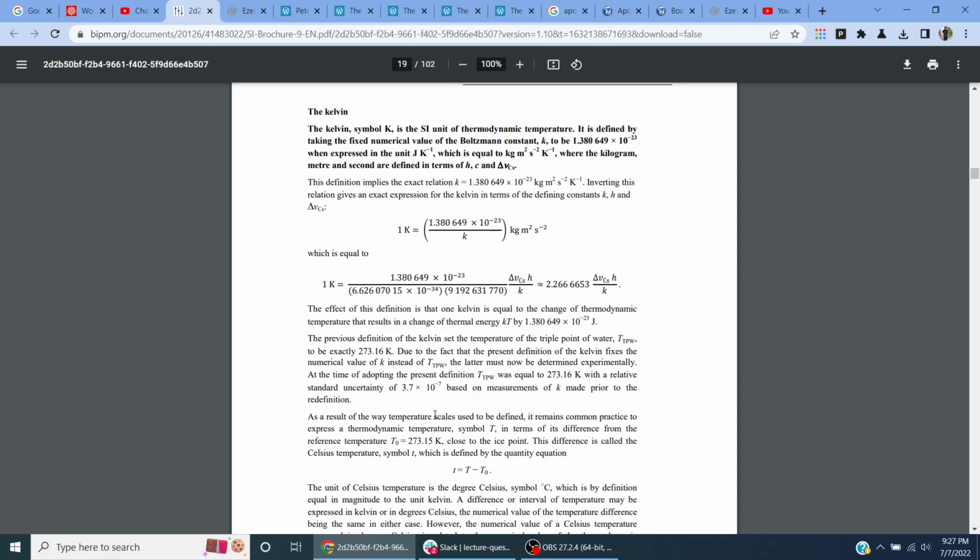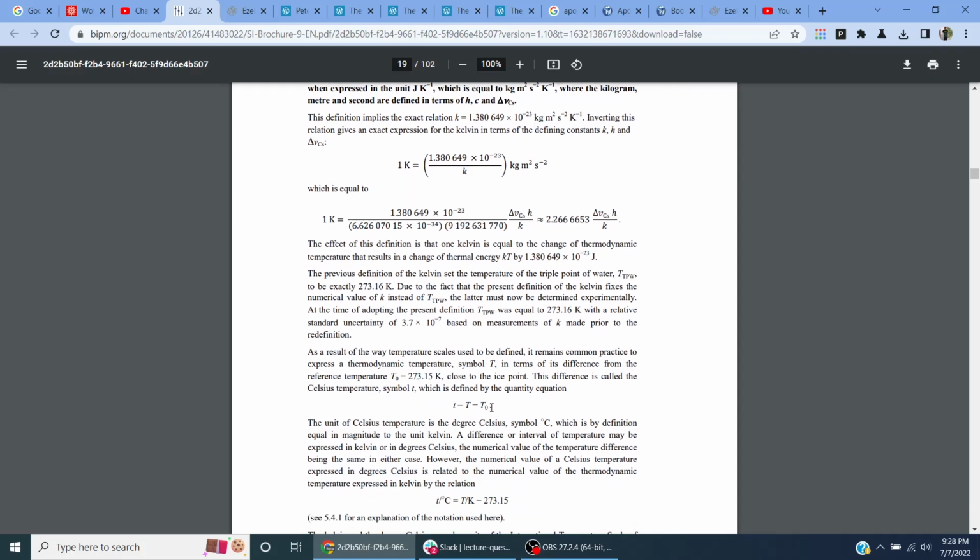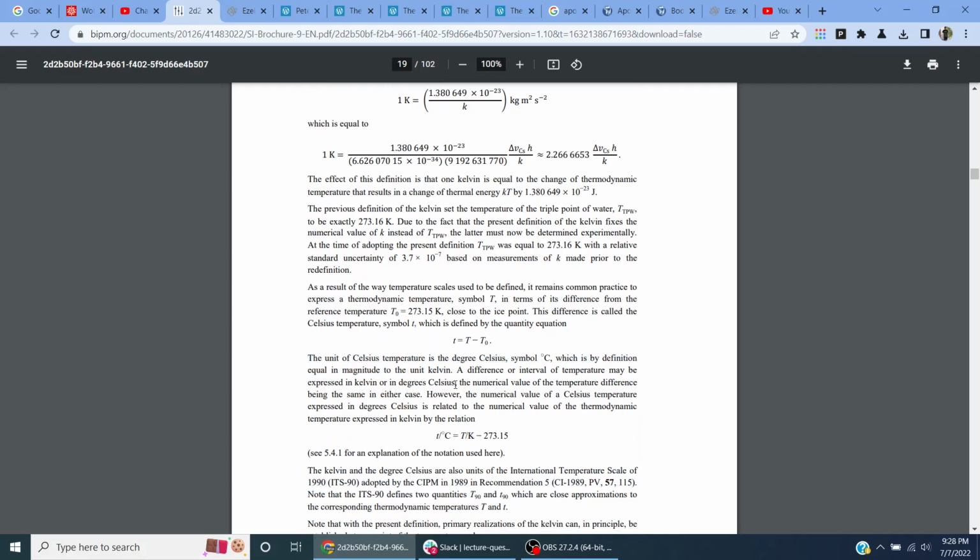As a result of the way temperature scales used to be defined, it remains common practice to express the thermodynamic temperature, symbol T, in terms of its difference from the reference temperature T sub 0 equals 273.15 kelvin, close to the ice point. This difference is called the Celsius temperature, symbol t, which is defined by the quantity equation t equals T minus T0. The unit of Celsius temperature is the degree Celsius, symbol degree C, which is by definition equal in magnitude to the unit kelvin. A difference or interval of temperature may be expressed in kelvin or in degrees Celsius, the numerical value of the temperature difference being the same in either case.